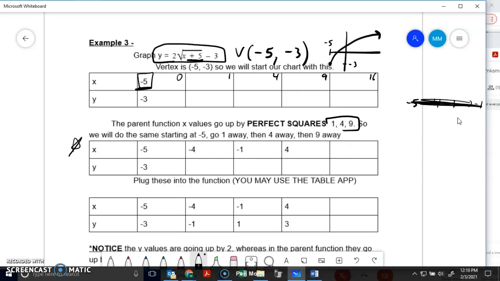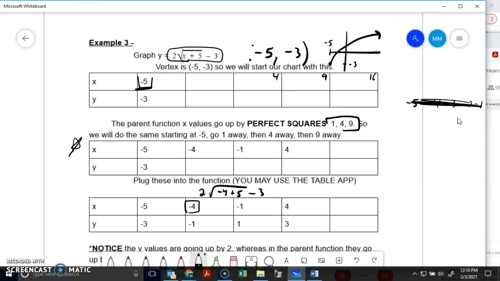And now, I don't expect you to plug these in. You can plug these in by hand into your original function. Plug negative 4 in to x and try to do this in your head. You can use the table app. Go to the table app, punch this in, put negative 4 in. When you plug negative 4 in for x, 2 times negative 4 plus 5 minus 3.